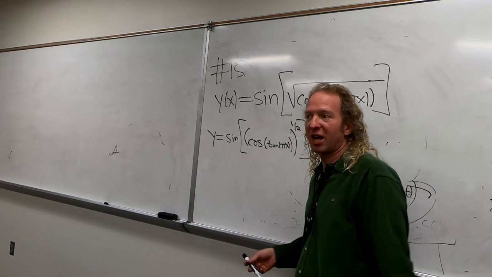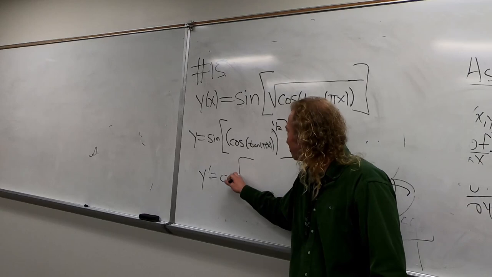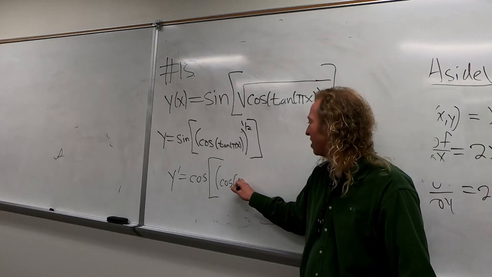So let's just do it. I don't know why I'm nervous. So it's cosine of all of that stuff. You leave the inside untouched. So parentheses cosine, parentheses tan, pi x.